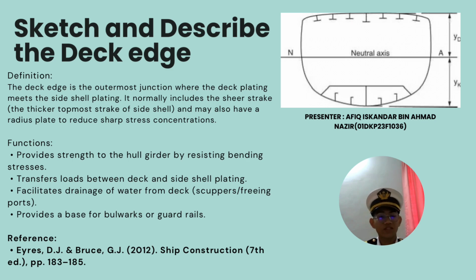Next is supporting outfitting structures such as fairleads, chocks, ladders, and safety rails that are commonly attached near the deck edge. The last is that it plays a role in the aesthetic sheer line of the vessel, as the sheer strake defines the curvature of the ship's deck profile.